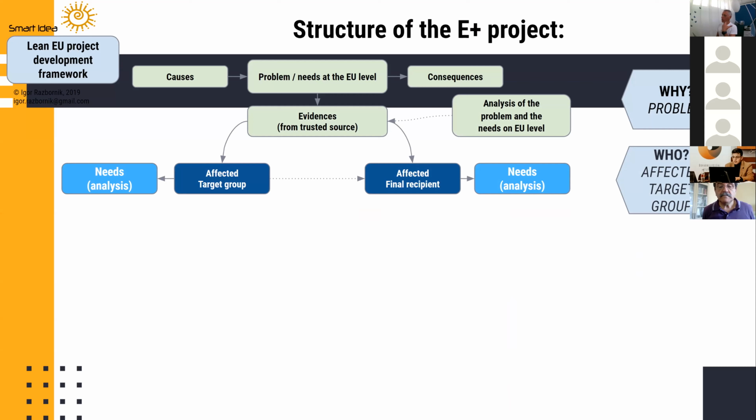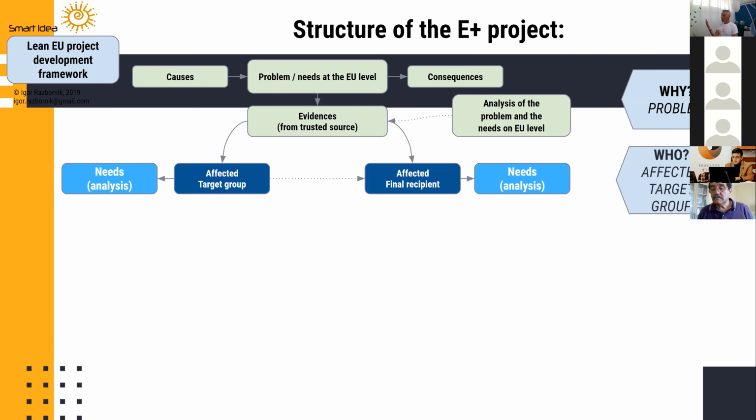We need to draw that from the evidence. That's why it's very important that the evidence from a trusted source states who has this problem. For example, as I already told you before, low achievers in secondary school. So now it is very easy to say who is the affected target group, who are the final recipients, who is the target group. You know, I make this difference.